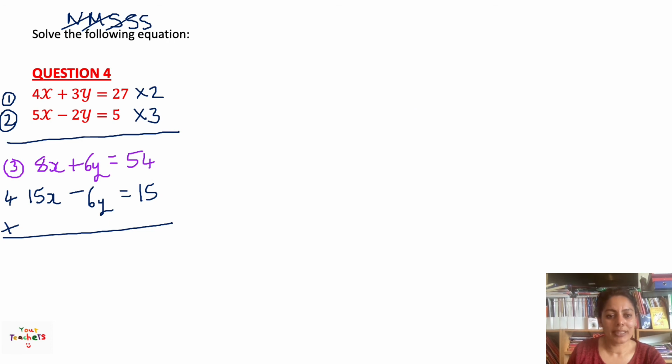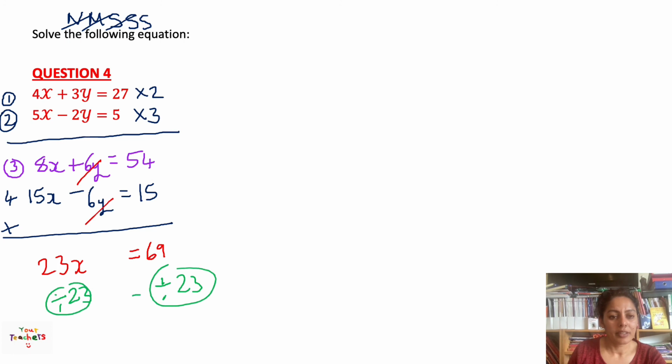So instead, this time adding them will give me 69. That will be cancelled out. And then this is going to be 15 plus 8, which will be 23x, and the next step is to divide by 23, divide by 23, so x will be on its own, and this is going to be 3, so x equals 3.